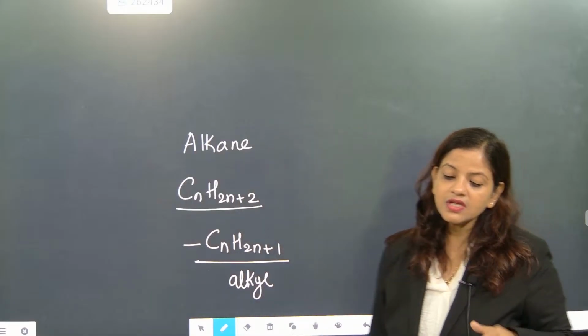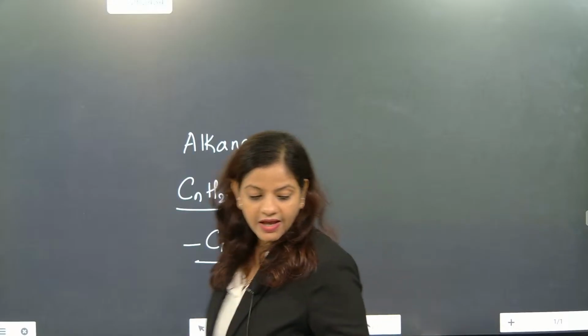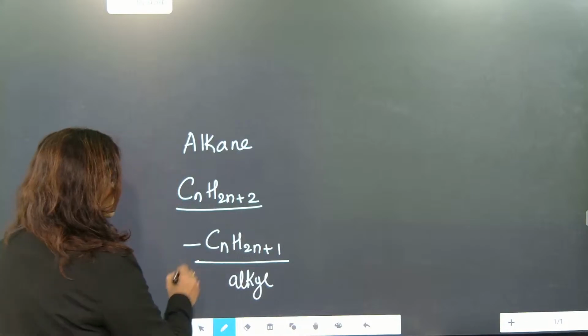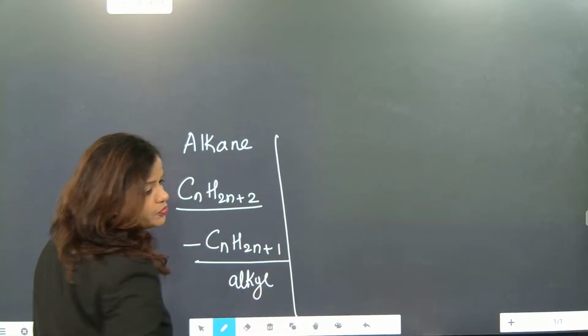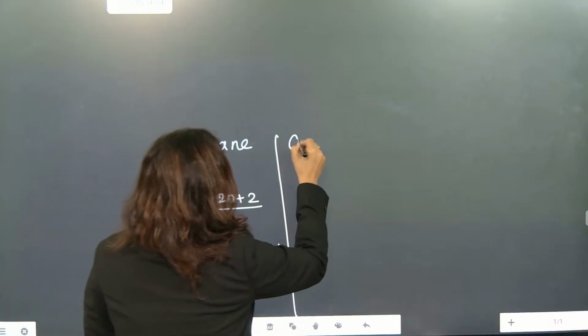Understood? This R can be any radical, and at that time we are considering it as alkyl. What name are we giving it? Alkyl. We are going to be very quick because this is not the class session, this is the revision session. So alkene.